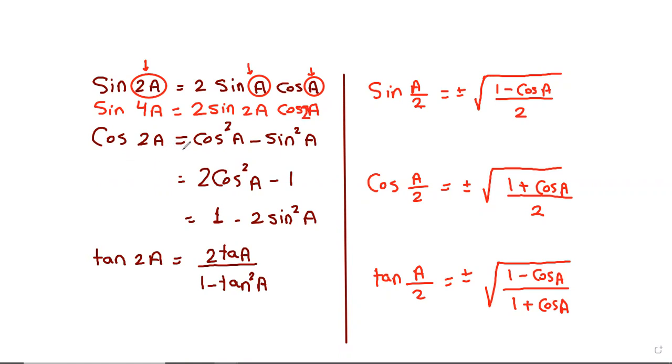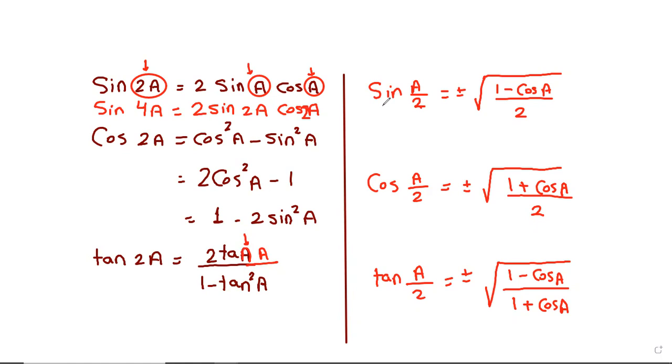And cosine 2a is cosine squared a minus sine squared a. And also is equal to 2 cosine squared a minus 1, and 1 minus 2 sine squared a. And tan 2a, here the angle is the double of this angle here. Tan 2a equals 2 tan a over 1 minus tan squared a.